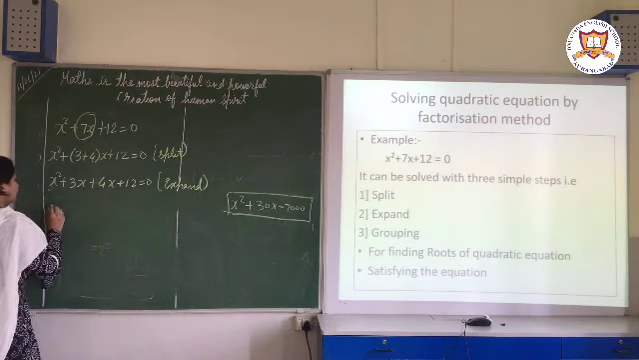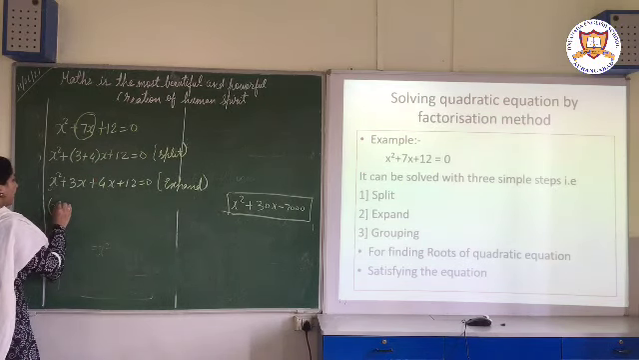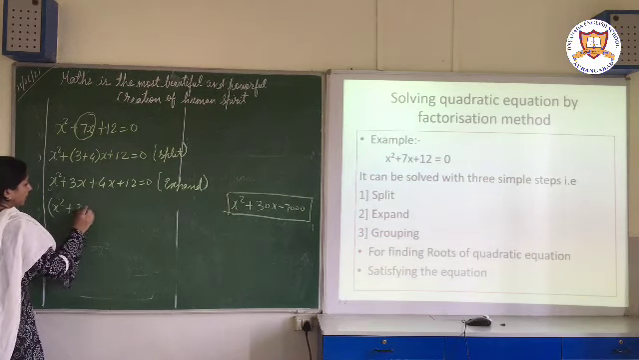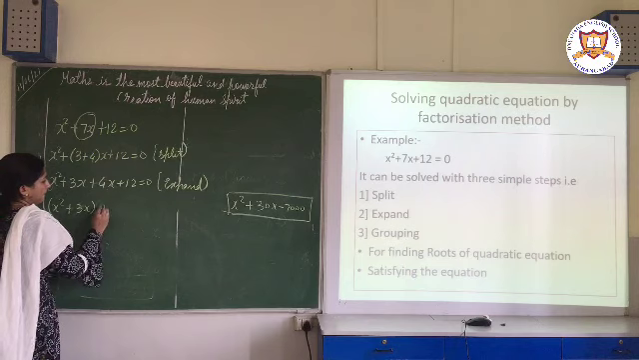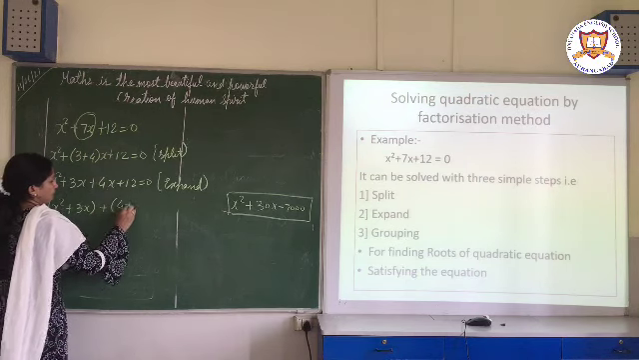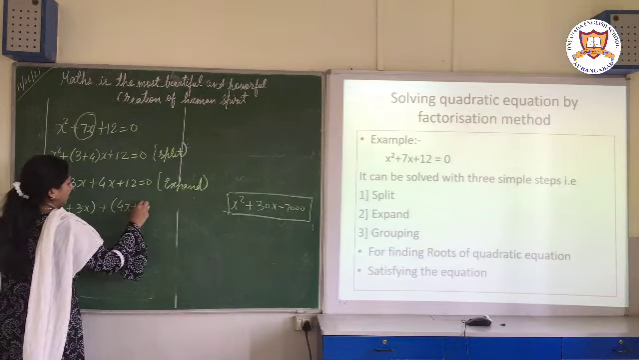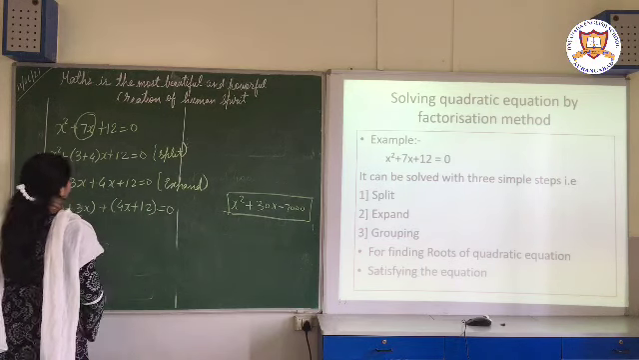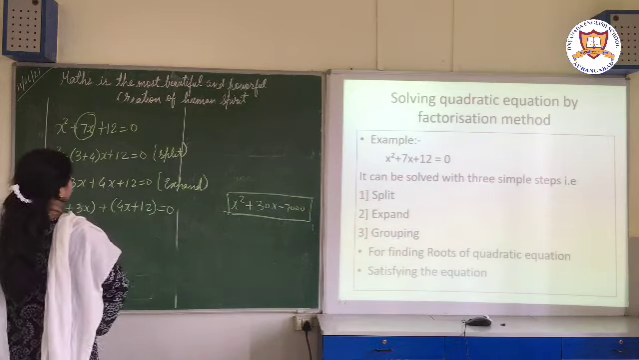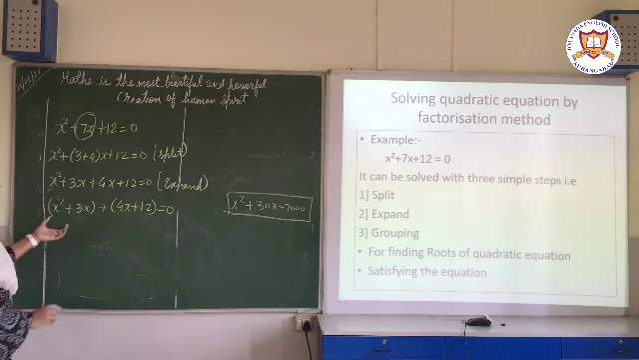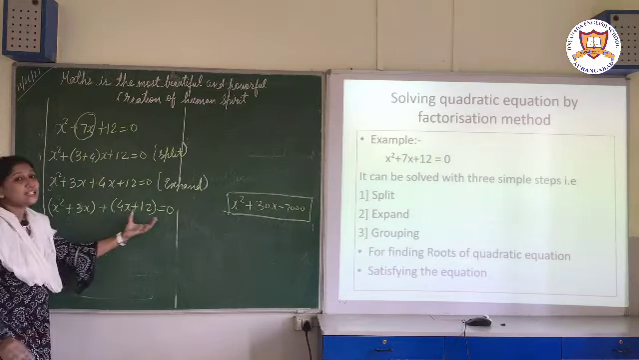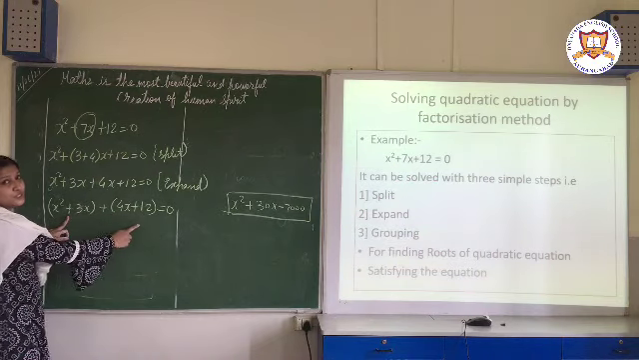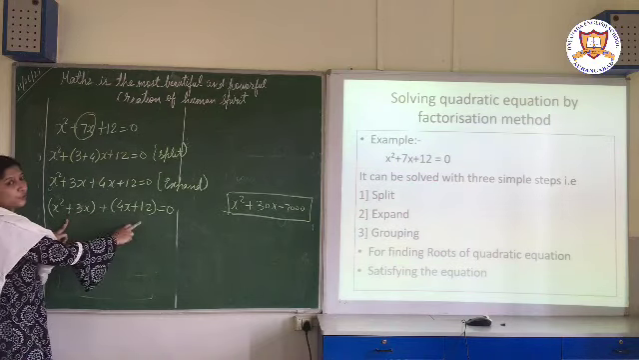Now, next is grouping. How can it be grouped? So, x square plus 3x plus 4x plus 12 is equal to 0. Okay. Now, if you see, this is called grouping. How many groups have we made? 1 and 2. So, we have made 2 groups.